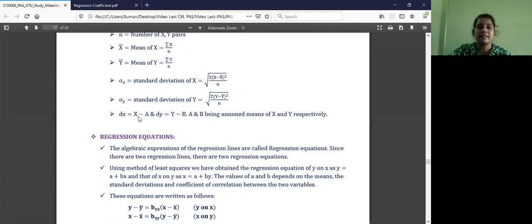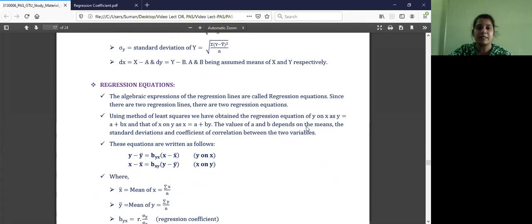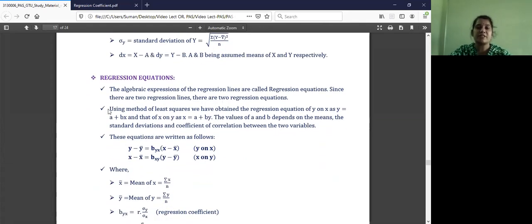And here dx is equal to x minus a and dy is equal to y minus b, where a and b are assumed means of x and y respectively. So next is the regression equation. This is very important. What is the regression equation? The algebraic expressions of the regression lines are called regression equations. Since there are two regression lines, there are two regression equations. We have two types of regression coefficient and two types of regression equation.